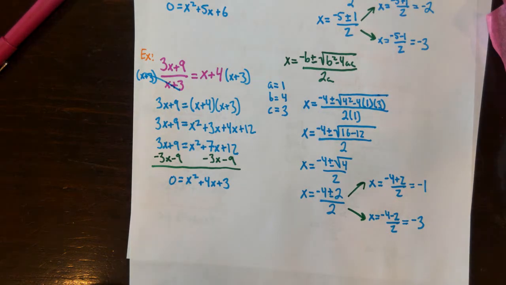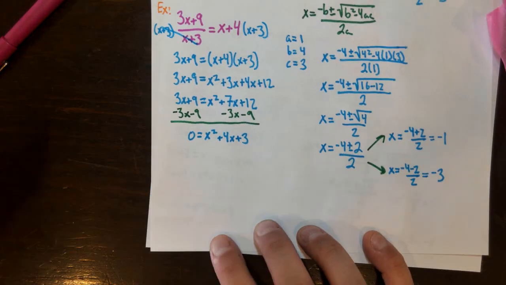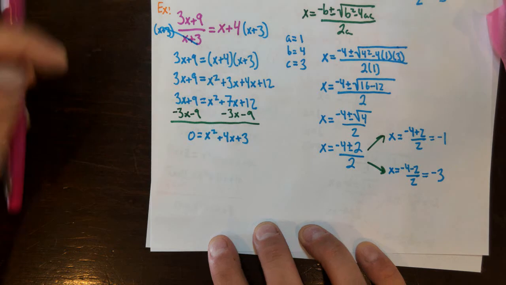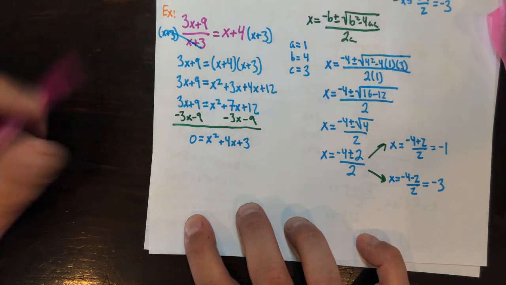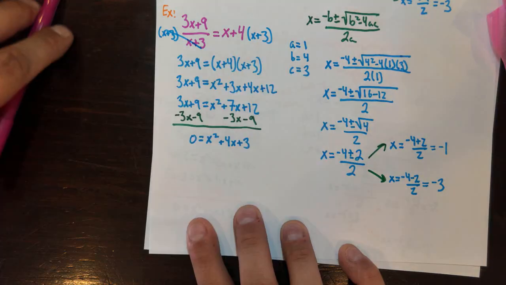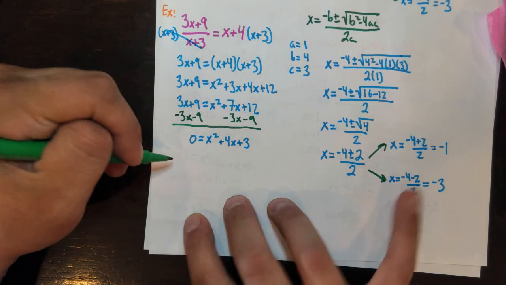So now let's go ahead and check for extraneous solutions. I believe we have some room right down here, which we can do it on. Our original function's up here. I'll use green for this. So let's plug in negative 1 first.